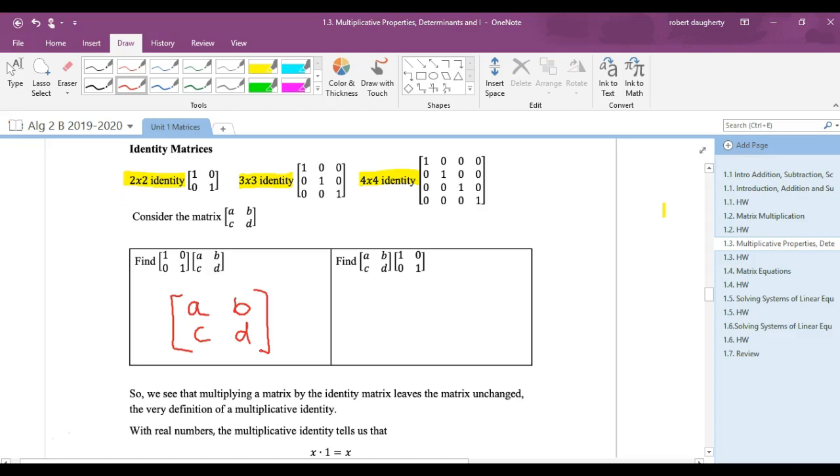Same things happen here. A times 1 plus B times 0. That's A. A times 0 plus B times 1. That's B. C times 1 plus D times 0. C times 0 plus D times 1 is that. So that's what the multiplicative identity does. It's a matrix equivalent of multiplying by 1.